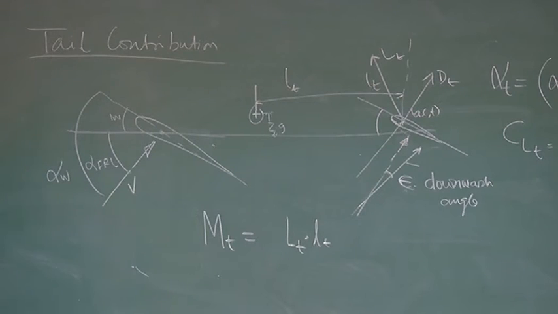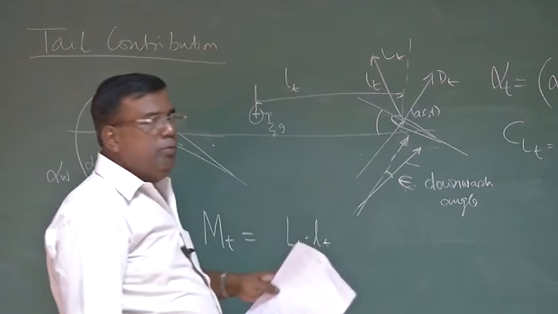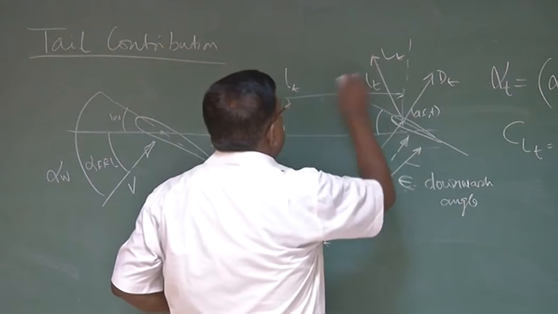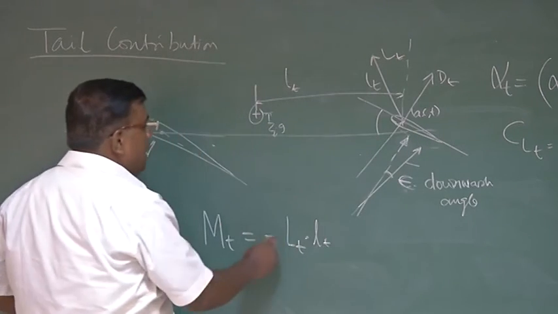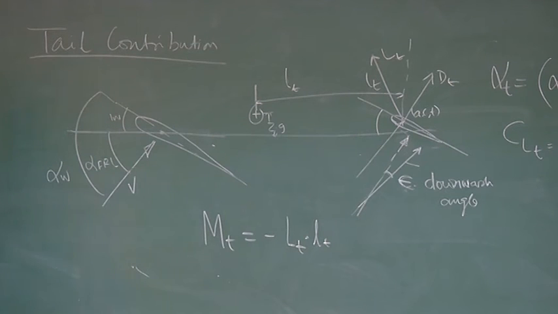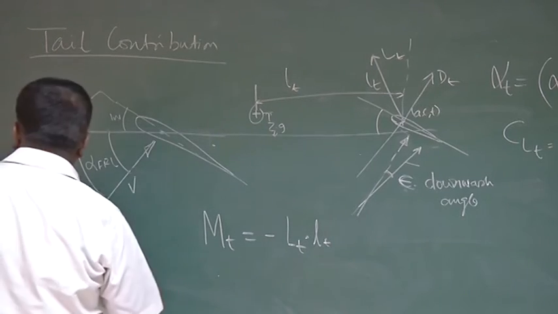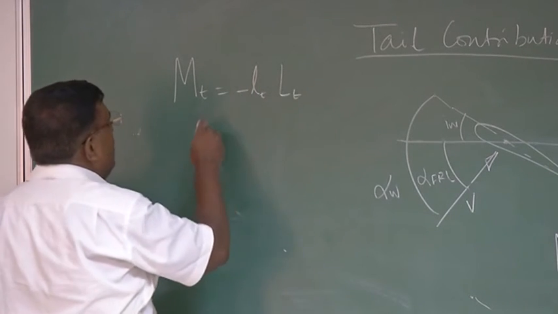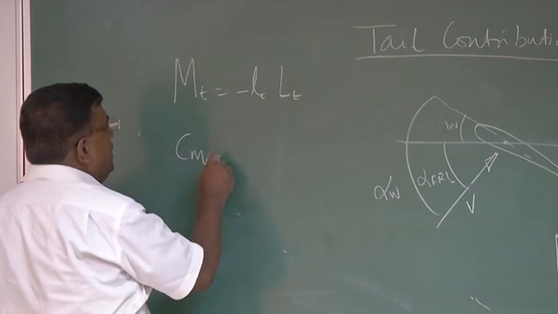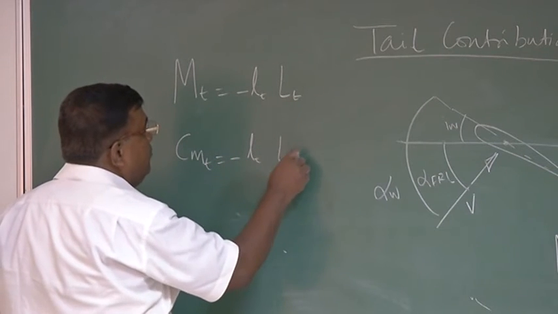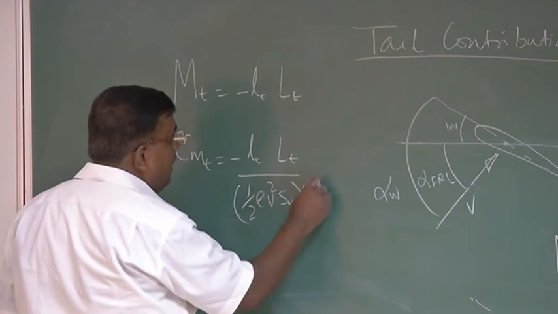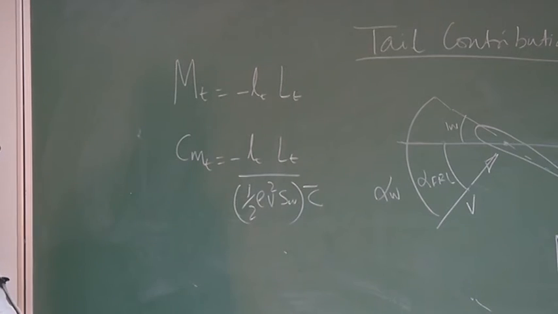What will be the moment? Moment will be primarily because of tail. I am assuming all angles to be small. Very common sense, you can understand that this lift force into this moment arm LT will give the moment. However, I put a minus sign because positive lift will give me nose down moment, and nose down moment is negative. As simple as that. So from moment MT, let's say LT into capital LT, if I want to come to CMT, I am now an expert. I write LT into LT by half rho V square SW into C bar. So that will be my CMT.